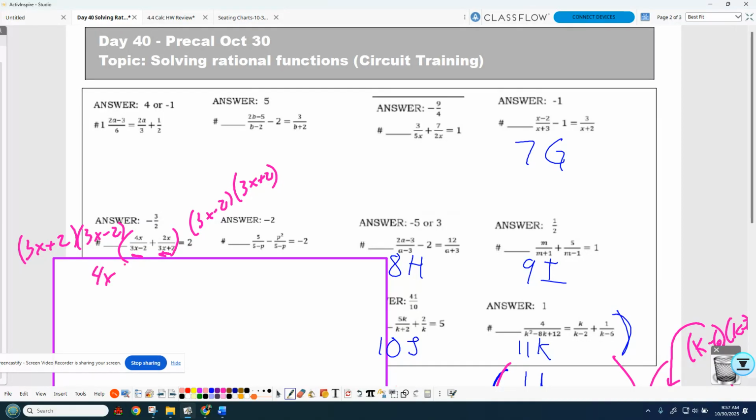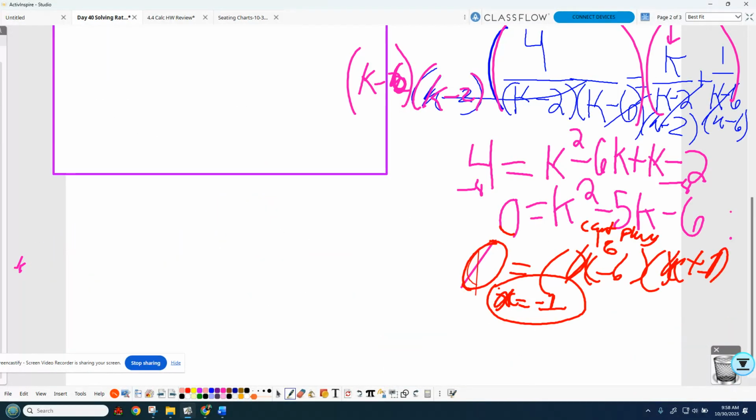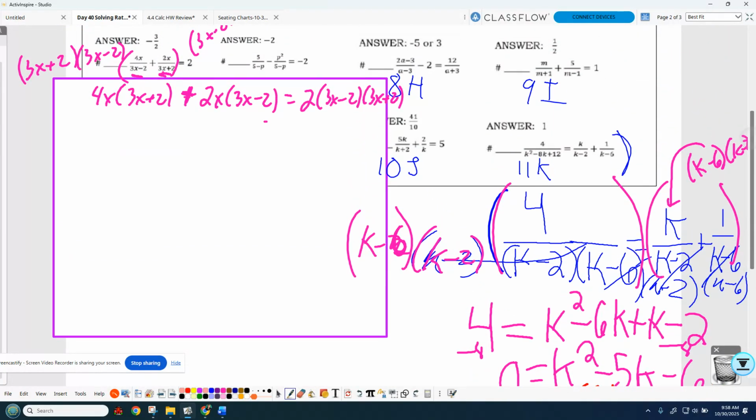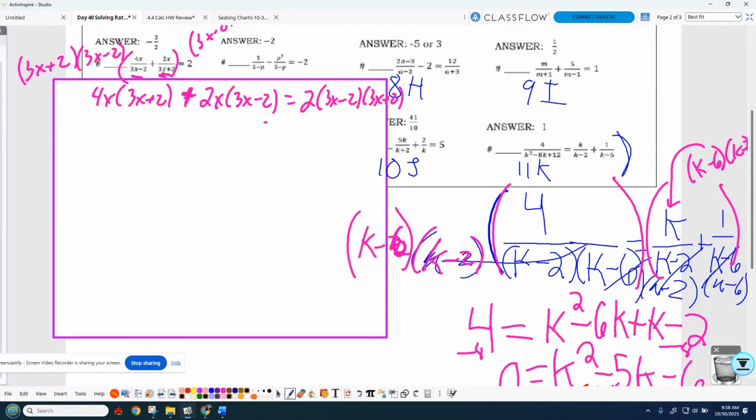So this front one becomes 4x times 3x plus 2. And then this is 2x times 3x minus 2. And then over here it's gross. But at this point, it's now just algebra. You need to be able to distribute things out. Yes, Spencer? Can you explain how you would factor out everything with 2 times 3x minus 2 and 3x? How we multiply things out? Okay. All right. So, guys, algebra from here. Distribute to everybody. What's 4x times 3x? Naomi.